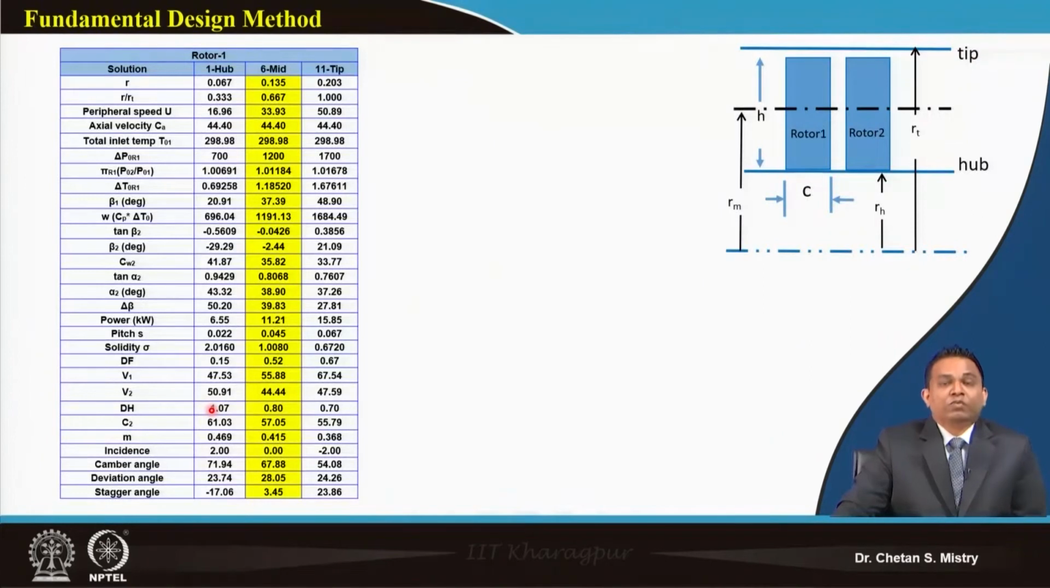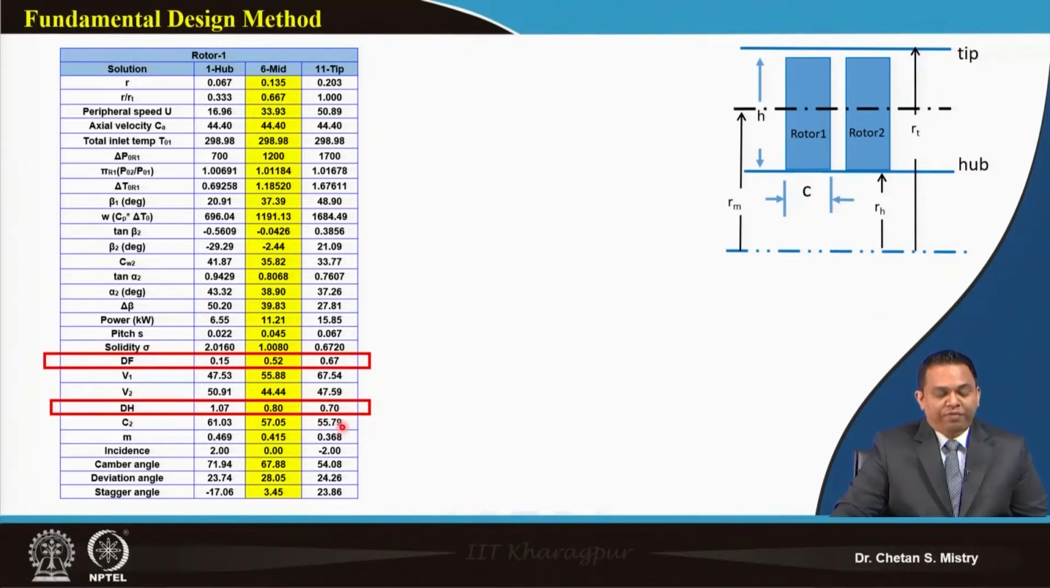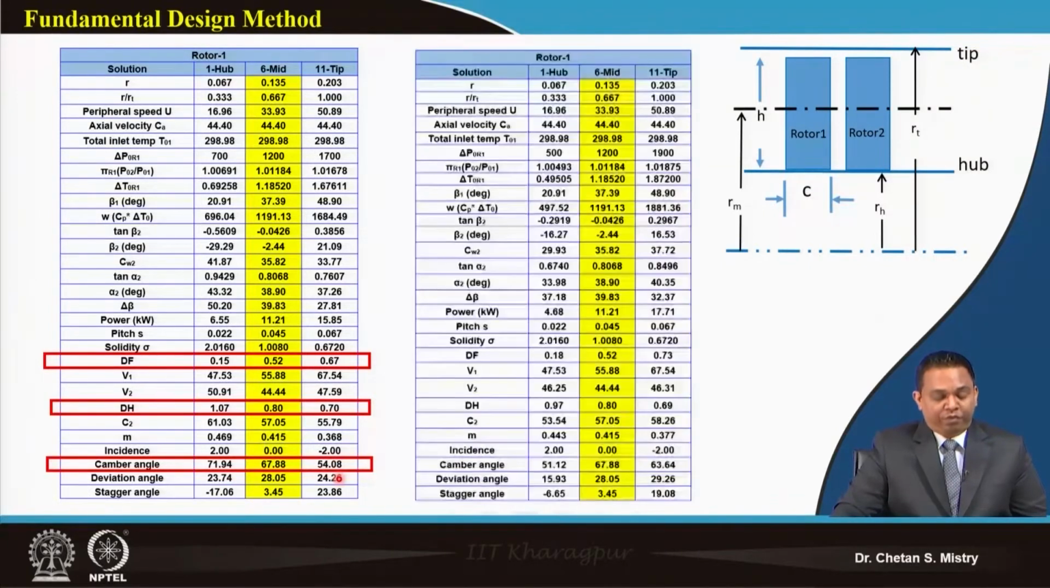So let's see what this looks like in our design sheet at the hub station, mid station, and tip station. If you compare, my de Haller's factor is coming to be 1.07 at the hub, and 0.7 near the tip region. If we consider our diffusion factor, it is coming 0.15, and near the tip it is coming 0.67. If you consider this case, my camber angle is coming 17.94 and 54.08.